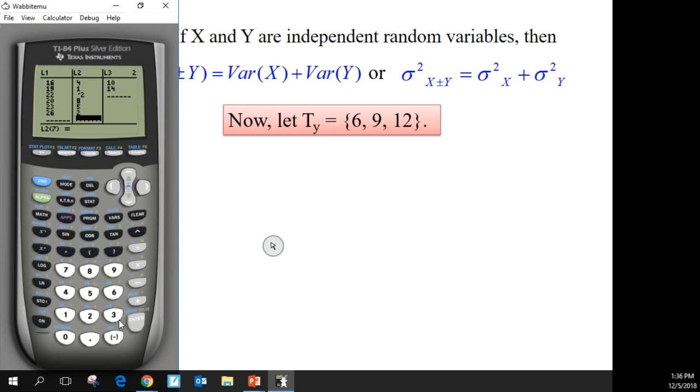Now we're saying that standard deviation, and let's say our standard deviation of, let's get those in there, 6, 9, and 12. So let's get this standard deviation first. Stat, calc, and this time L3. So our new standard deviation is 2.449, and we got a bunch of other numbers on there. And if I square that, I'm going to get 6, actually.